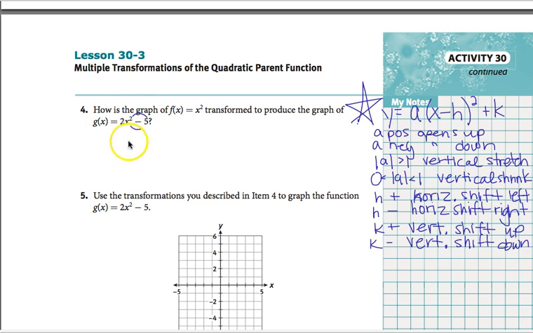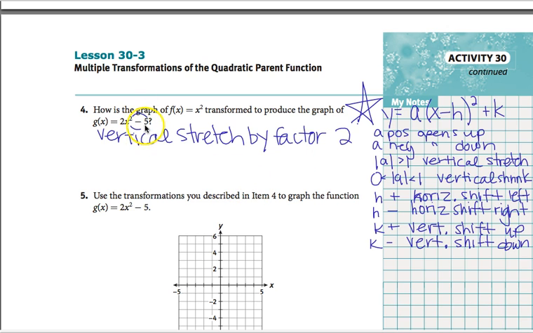So when I look at this equation that they've given me and I compare it to my letters over here, I don't have anything in the parentheses with squared, so there is no h value here. The number in front of the squared term is multiplied, so that's an a value. It's 2, which is bigger than 1, so that means that value represents a vertical stretch. So I would say vertical stretch by a factor of 2 first.